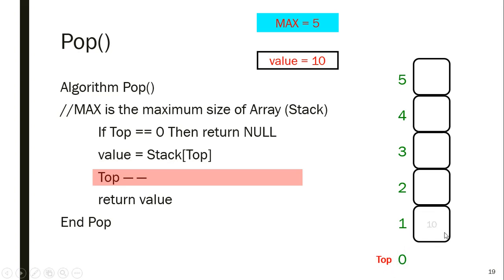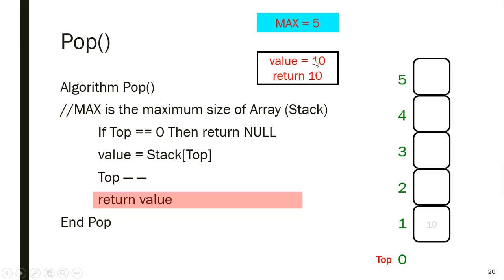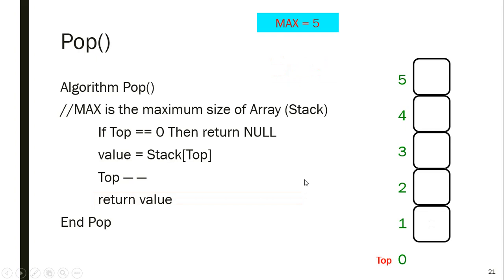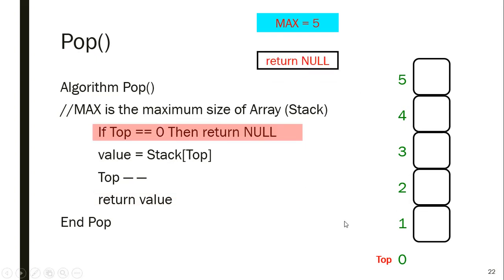So this value is not accessible. There may be some values in these boxes, but if they are not accessible, it means they are nowhere. So I have got this value 10. I am going to return this value and pop will be successful. It's very easy. Now see, there is another example in which the stack is empty. If top is equal to 0, it will return nothing because there is nothing in the stack.